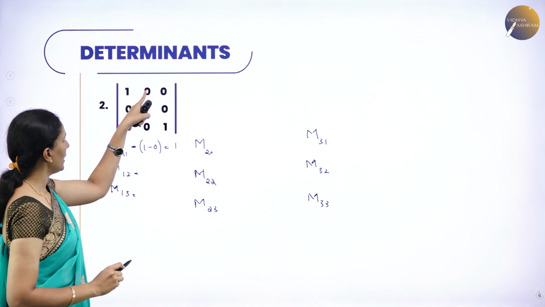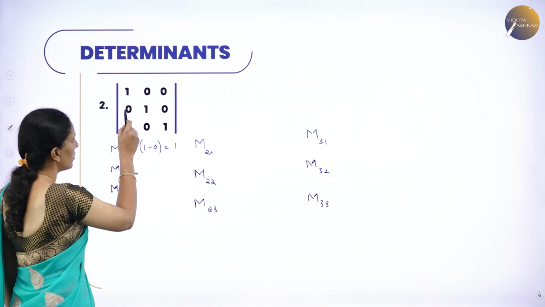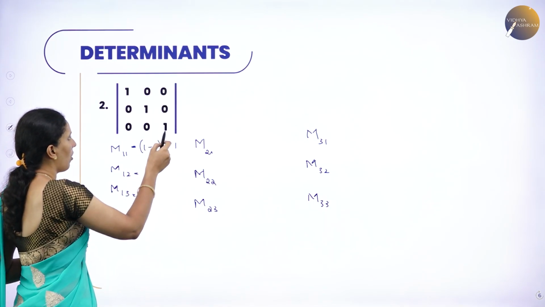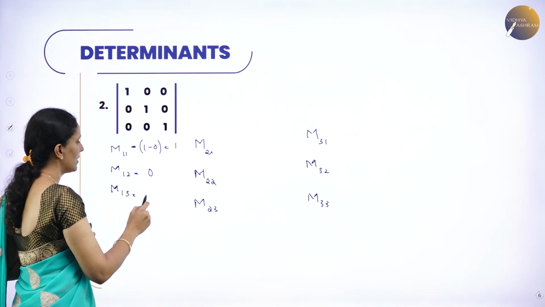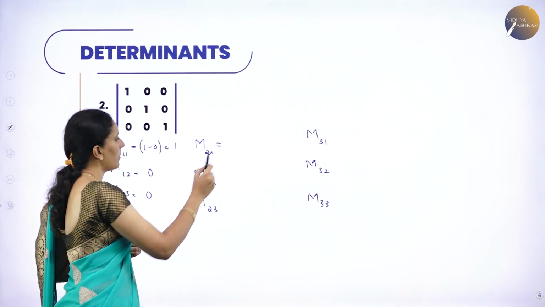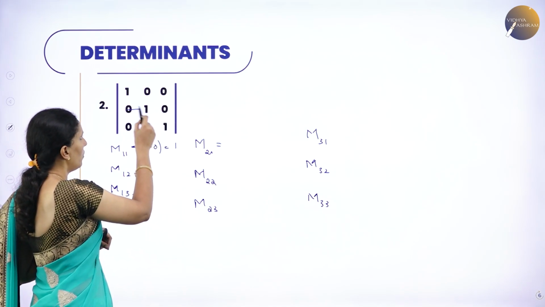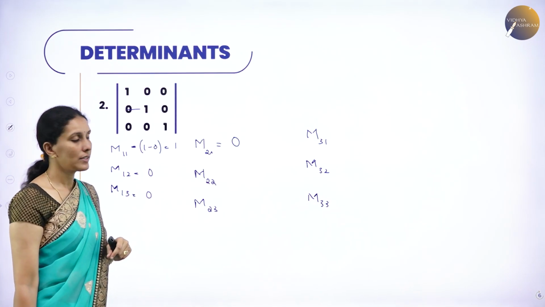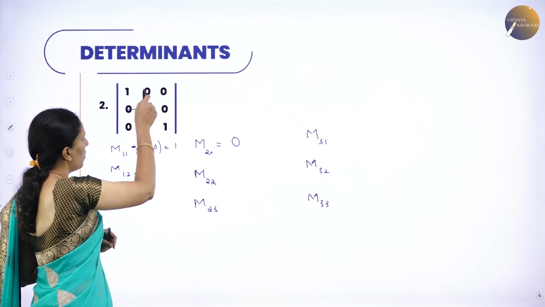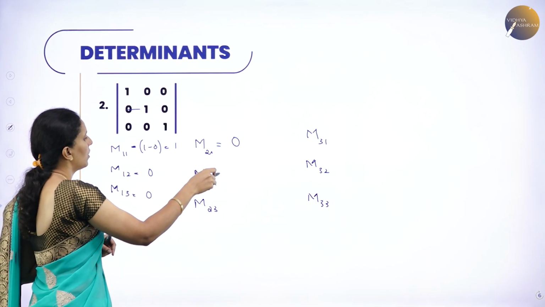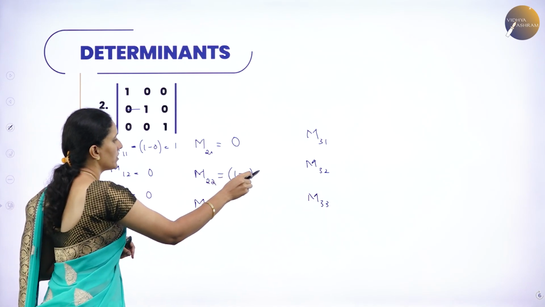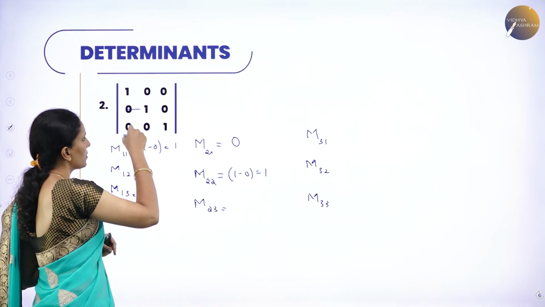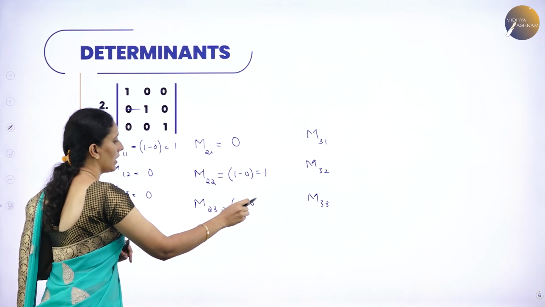Next for 0, delete the row and column containing this. So it is 0 minus 0, clearly 0. Next for 0, delete the row and column containing it. So 0 zeros are 0 minus 0, again it is 0. Next for M21, for this one, delete the row, delete the column containing 0. We have 0, 1, 0, 0. Again the determinant value is 0. Next we have 1. So delete the row, column containing 1. We have 1 ones are 1 minus 0, which is 1. Next for 0, delete the column and row. Next we have 1 zeros is 0, 0 minus 0 is again 0.